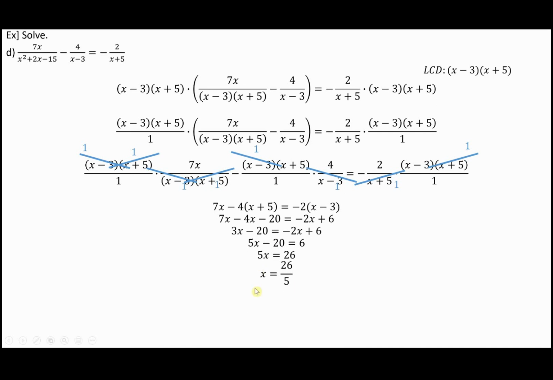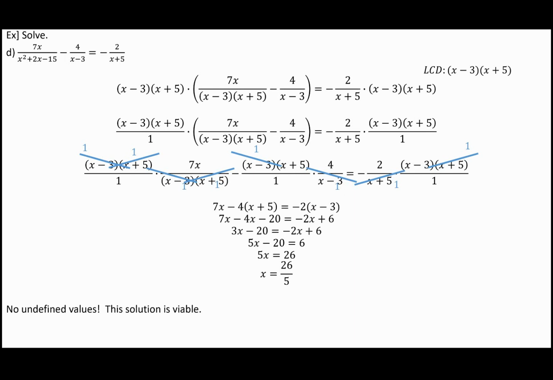Now, double check. Does this violate any of the domain restrictions? Well, check back with the LCD. When would the LCD be equal to 0? That's what you want to be looking for, because that captures all possibilities of 0 events in all of the denominators, right? So the LCD would be 0 when x equals 3 or negative 5. Is 26 over 5 equal to 3 or negative 5? No. So no undefined values, the solution is viable.